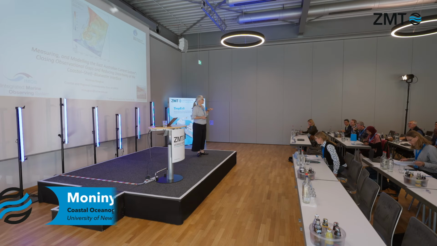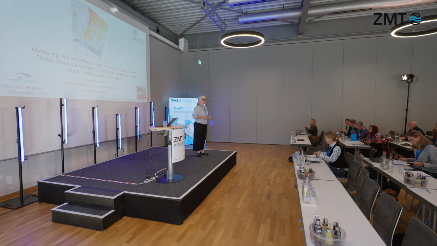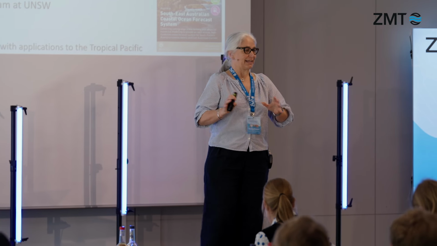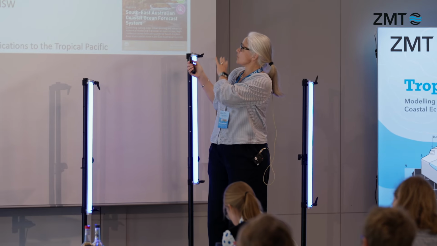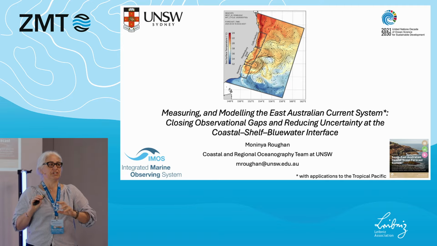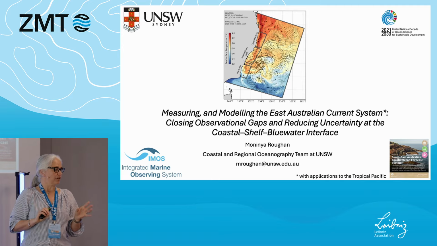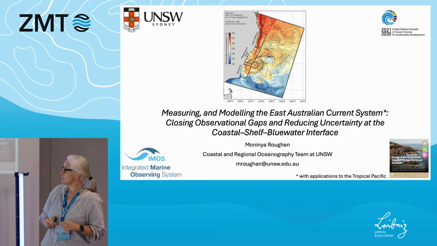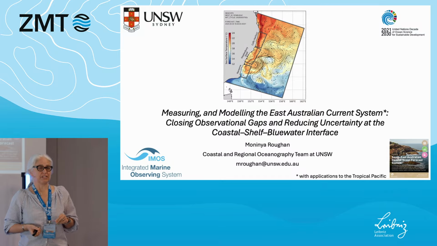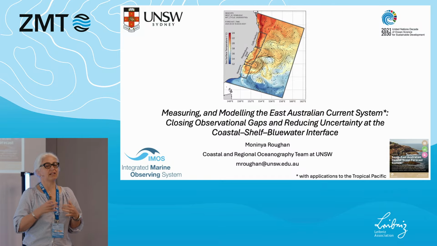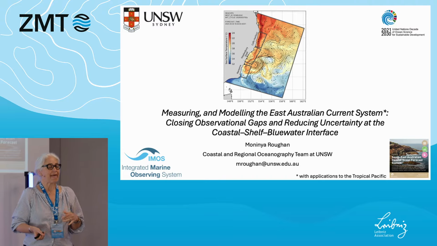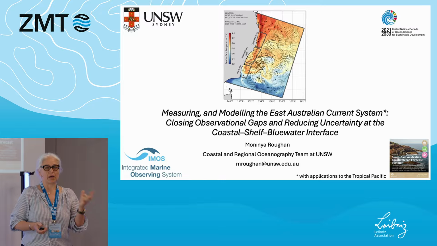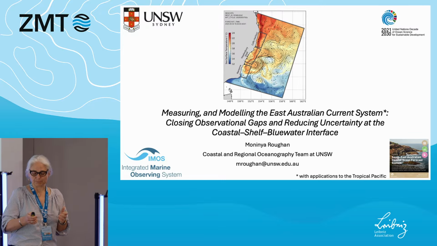I study the East Australian Current, which is a western boundary current of the South Pacific subtropical gyre. I feel like a bit of a fish out of water, if you pardon the pun. But we're going to be talking about the East Australian Current and what we've learned about how to model it and how to observe it, closing the observational gaps and reducing uncertainty. And hopefully some of what I show is relevant to the tropics and some of the ecosystems that we've been discussing and will discuss. At least the methodologies are potentially readily applicable.